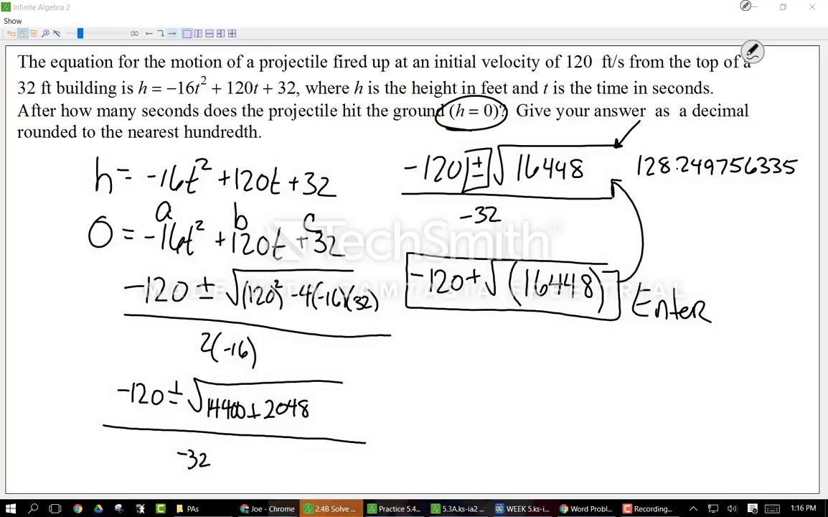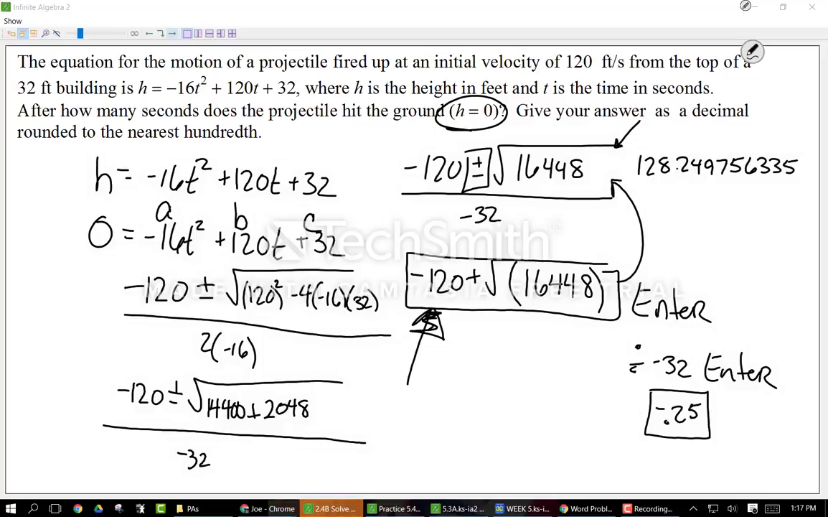That's going to give you some number like 8.249 and so on. Then I still have to divide by negative 32. Once you hit enter, you're going to hit the divide sign by negative 32 and then enter again. And that's going to give you some value that is negative 0.25. Okay, so that's one of our answers.